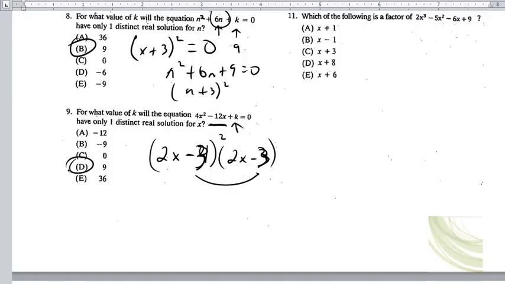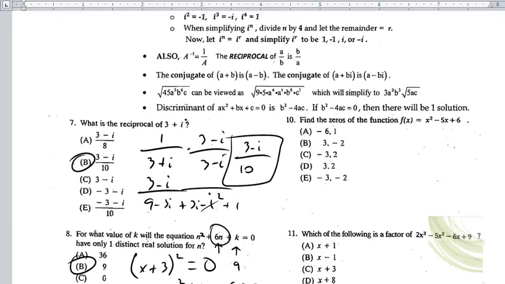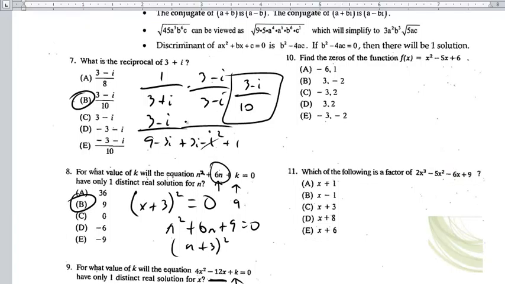It's a little tricky because you're looking for one solution where these have to be the exact same thing, but it has to work out to give you that 4x squared. It has to add to give you that negative 12x. All right. Number 10: find all zeros of the function x squared minus 5x plus 6. That's pretty easy. It's just factoring, so it's x minus 3, x minus 2 equals 0. So x equals 3 and 2, which is D.